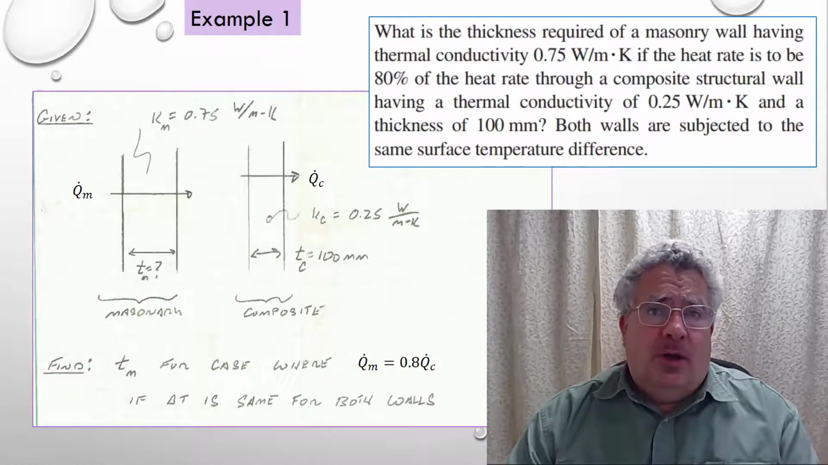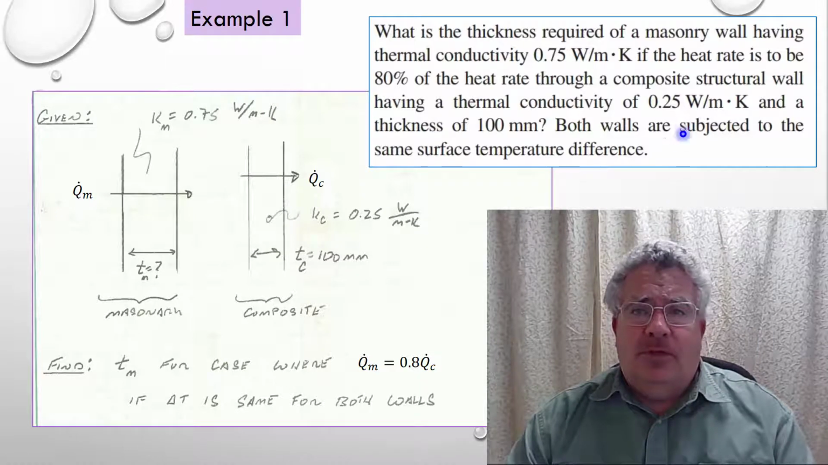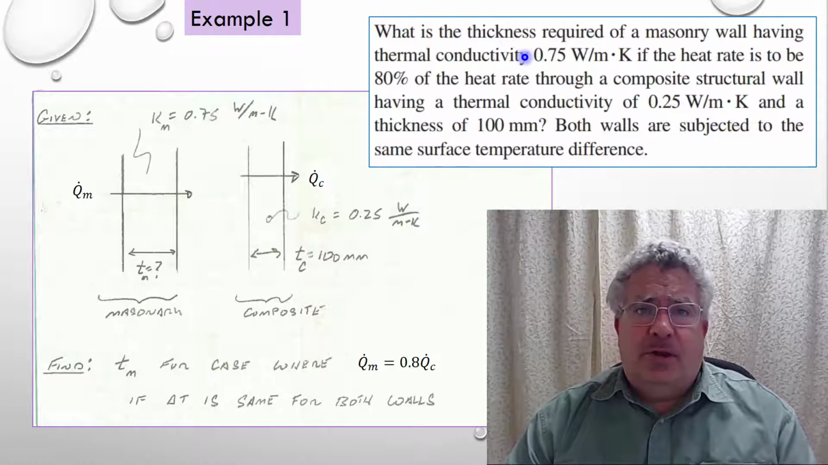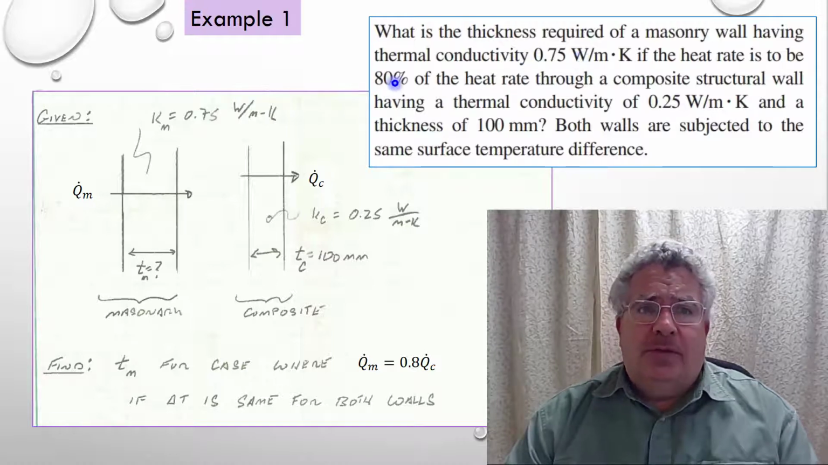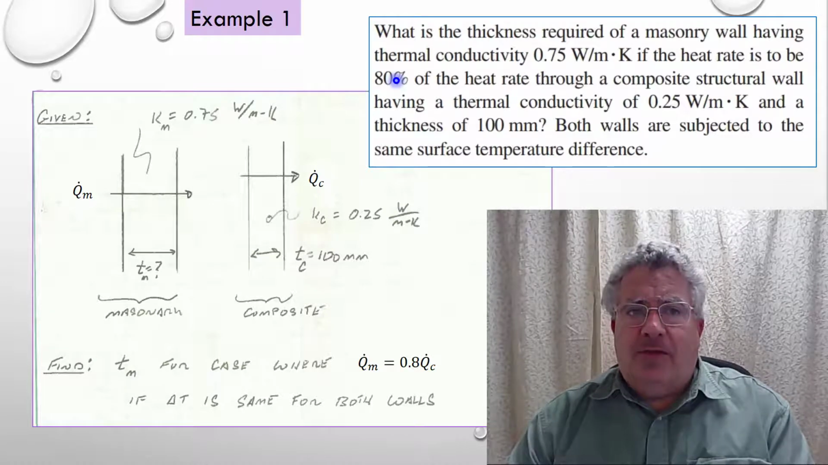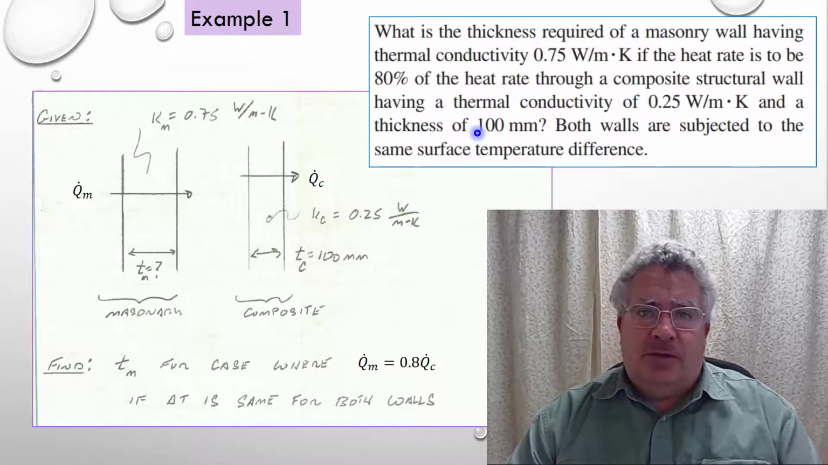So in this one, we're trying to determine the thickness of a masonry wall, and we're given the thermal conductivity of that wall. We want to know what the thickness of that wall has to be if it has to carry 80% of the heat rate through a composite structural wall that has a different thermal conductivity and a specified thickness.